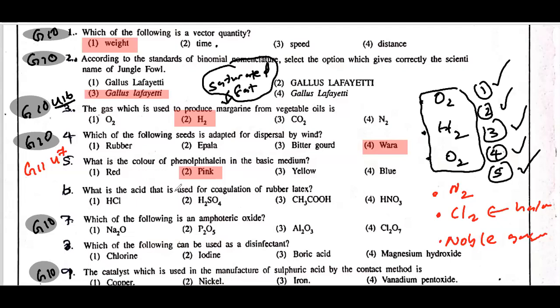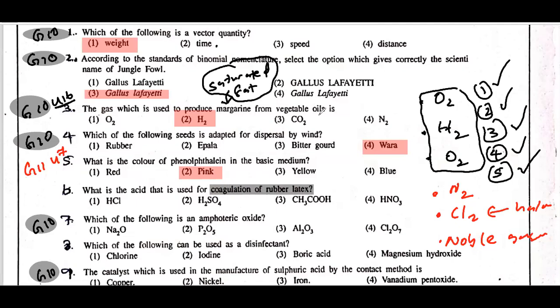Right. Question number 6. Acid that is used for the coagulation of rubber latex. What is coagulation? Coagulation means when you collect rubber latex from the rubber tree, to precipitate that, to make the liquid rubber semi-solid. That is called coagulation. Blood gets coagulated. What is added? The things that are added are called coagulants. Coagulants are weak acids.